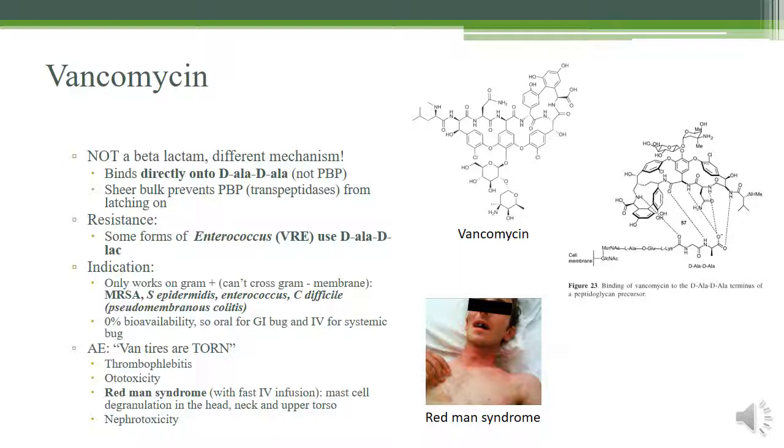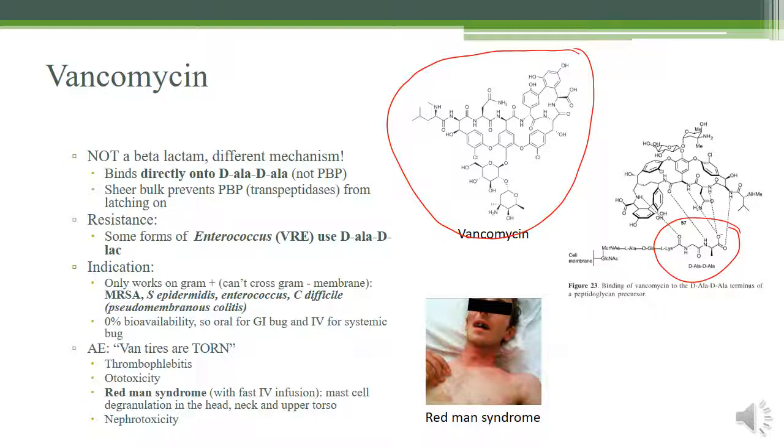Finally, let's talk about vancomycin. It's very unique compared to the beta-lactams, although it kind of has a similar mechanism. As you can see, it doesn't really have a beta-lactam ring. It's just a huge group right there. And what it does is, instead of binding onto the transpeptidases, it binds onto the D-ala-D-ala linkage itself, and it makes this huge bulky group that prevents transpeptidases from latching on around that area.